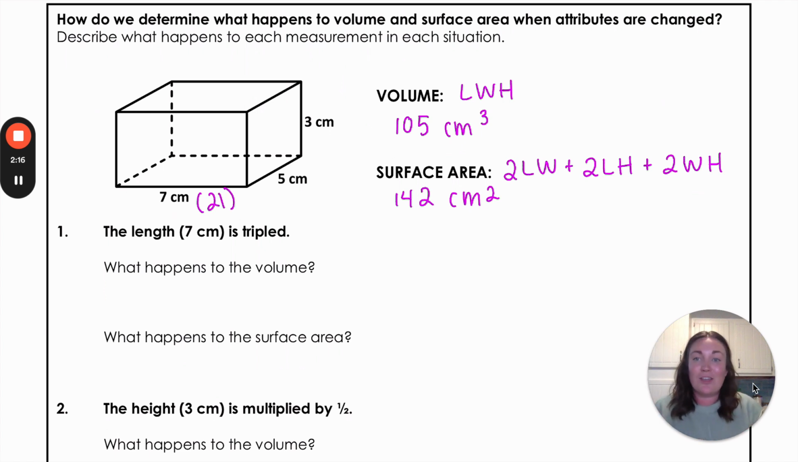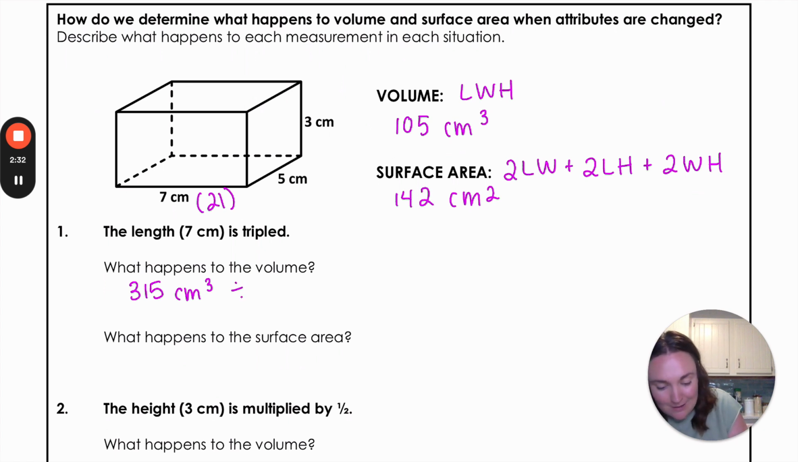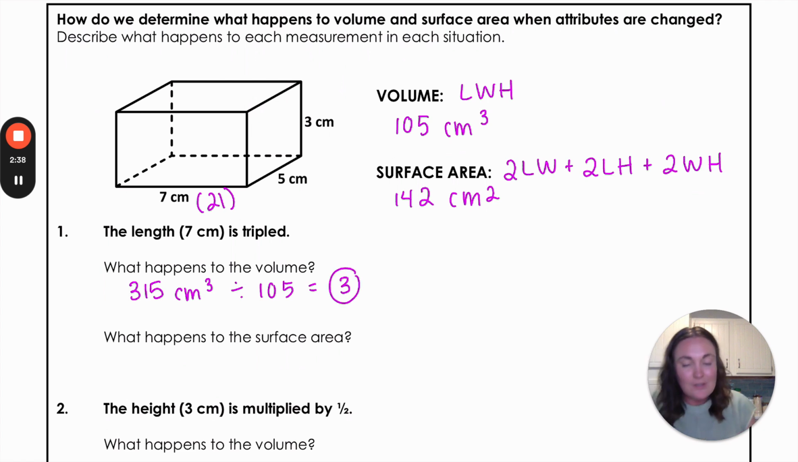21. So let's go back and plug in those same formulas, our length, width, and height, but now we've got 21 times 5 times 3. And when we do that, we get 315 centimeters cubed. So let's take that 315 and we're going to divide it by my original volume, that 105. And when I divide those two, I get 3. So that means that this volume was also multiplied by 3, just like that one side length.